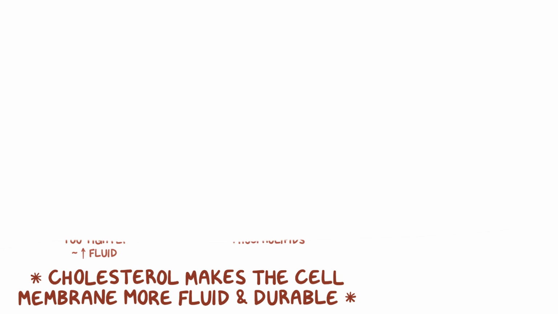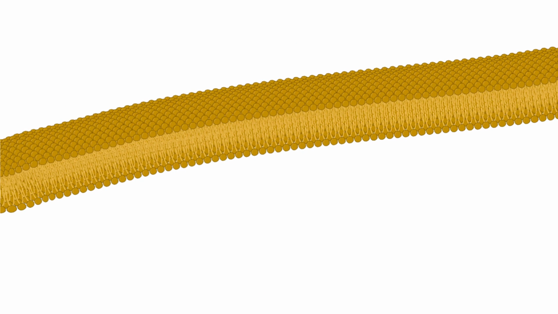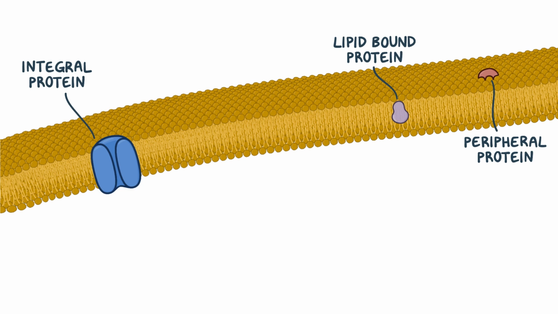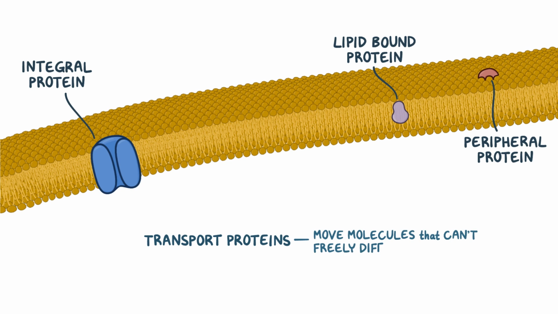Cell membranes have various membrane proteins embedded within them. There are integral proteins that span the cell membrane bilayer, peripheral proteins, which are found on the inner or the outer edge of the membrane, and lipid-bound proteins, which can be found hanging out in between the phospholipid layers. Some of these membrane proteins are transport proteins, and they're examples of integral proteins because they span across the membrane. Transport proteins help move molecules that can't freely diffuse across the membrane to get in and out of the cell.